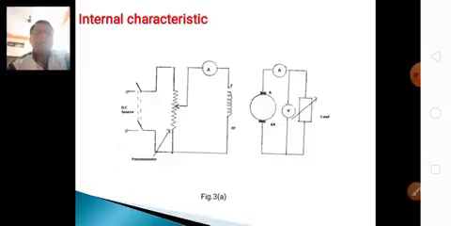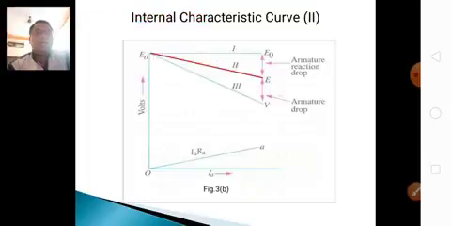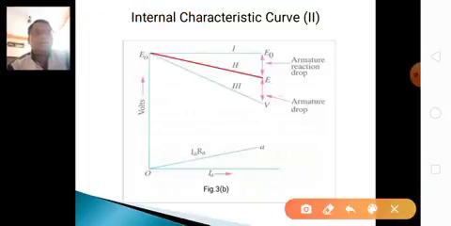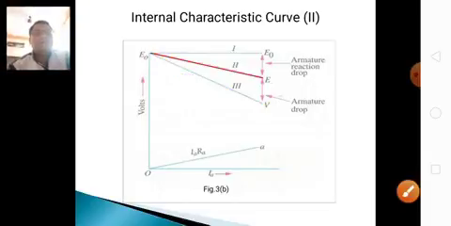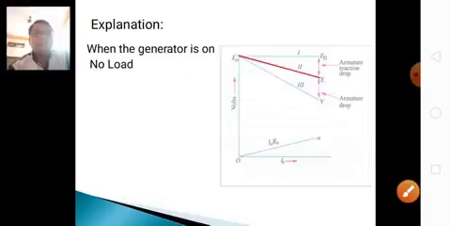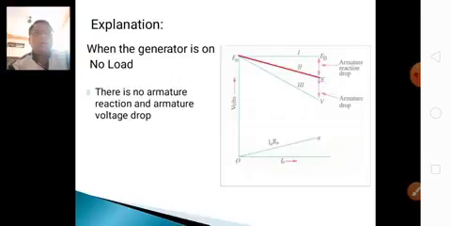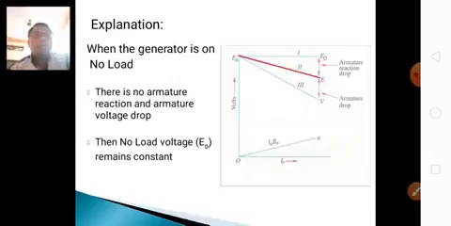Now the internal characteristics, when the load is connected. Internal means E, that is voltage, versus IA. When the generator is on no load, when the load is not connected, there is no armature reaction and no armature voltage drop. So the no load voltage E naught remains constant, since no armature reaction and no armature drop are produced.